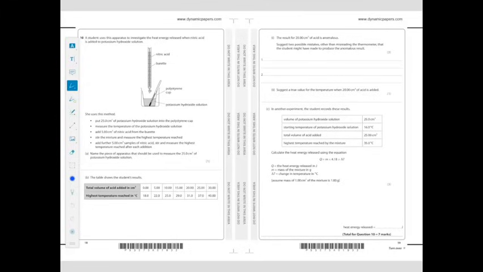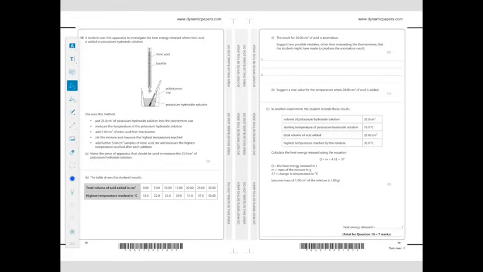The table shows the student's results. So here she's got the different volumes of acid and the highest temperature reached, and we can see the highest temperature was reached when the largest volume, 30 centimeters cubed of acid, was added. The result for 20 centimeters cubed is anomalous. Suggest 2 possible mistakes other than misreading the thermometer that the student might have made to produce this anomalous result. So remember, anomalous means that it's the odd one out. It isn't quite what you would expect.